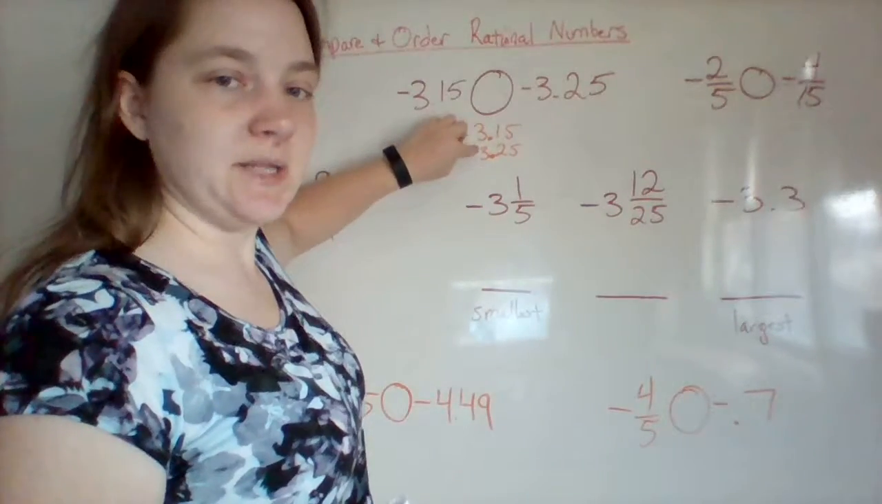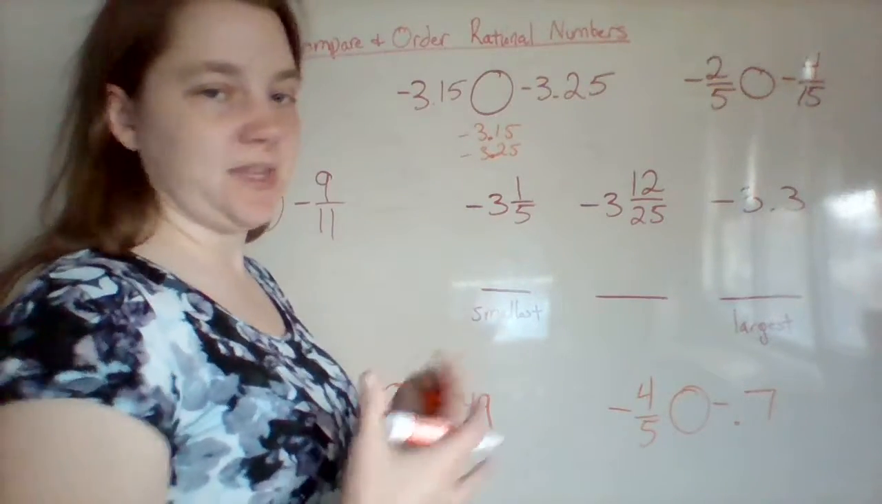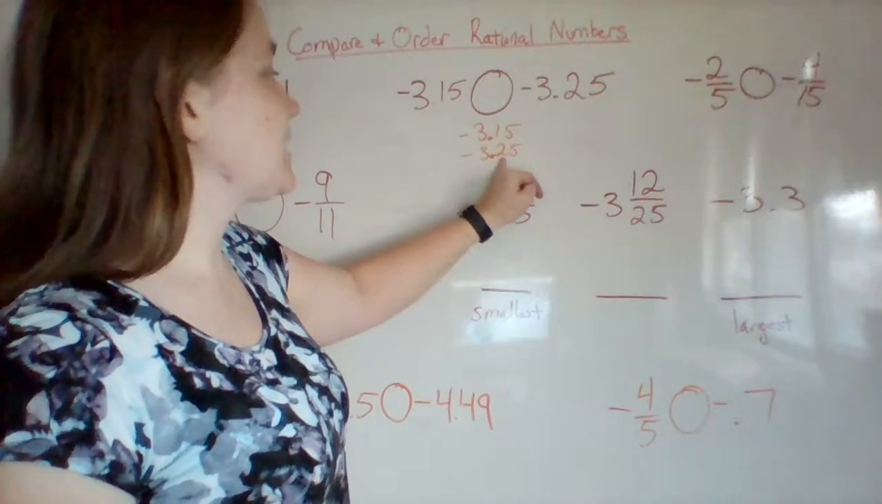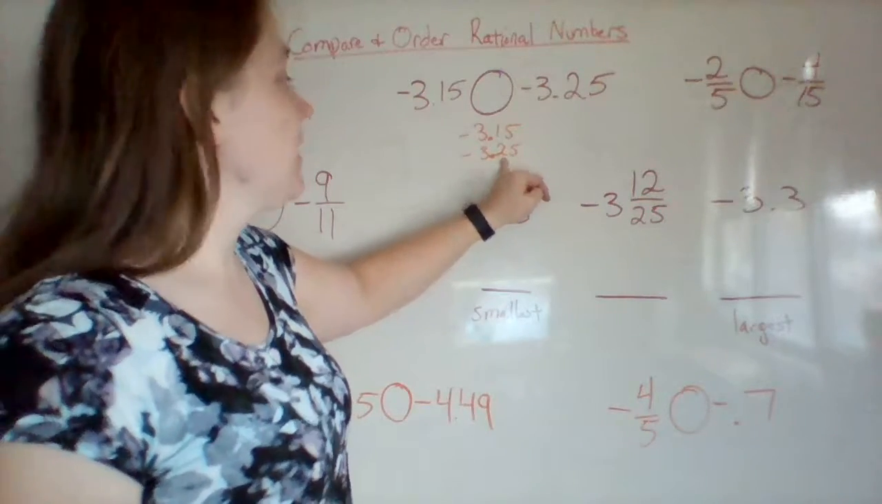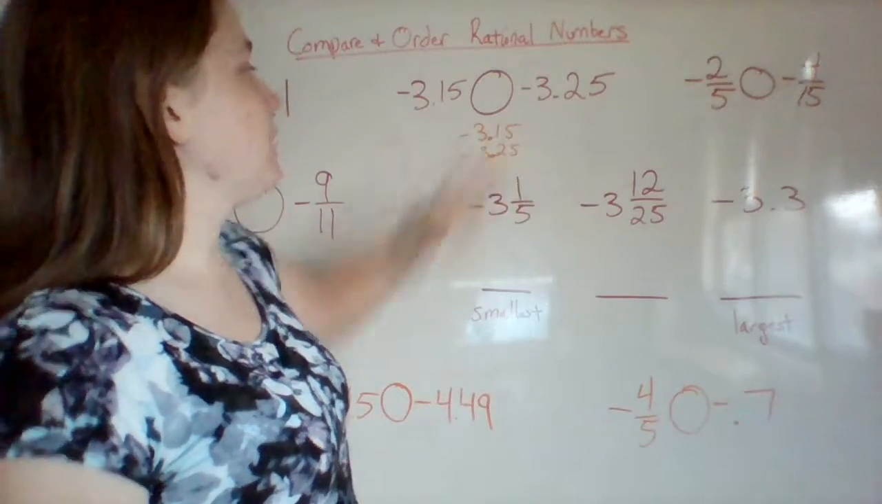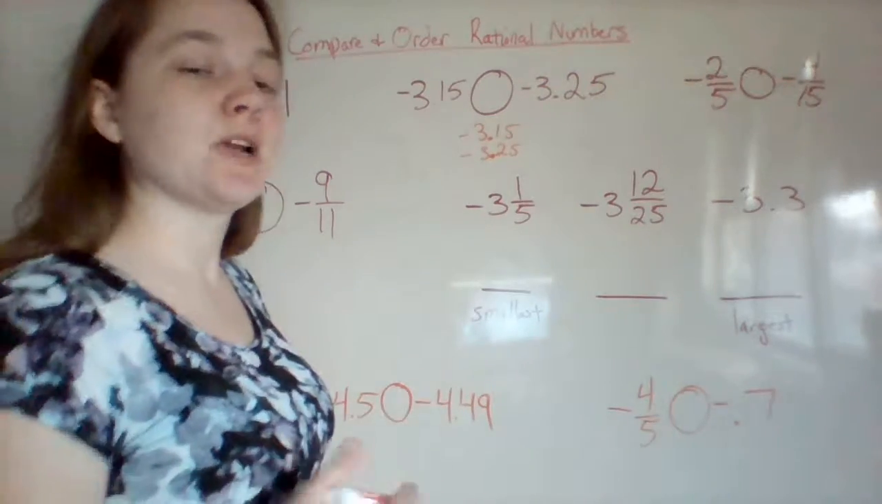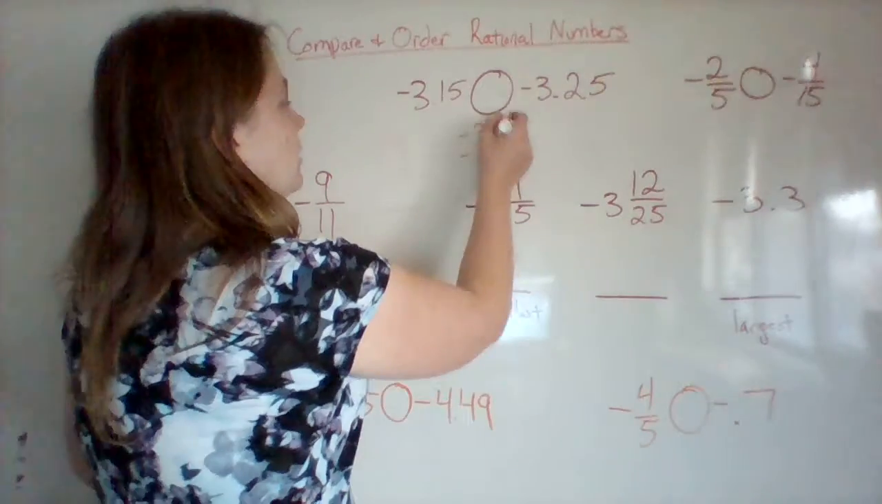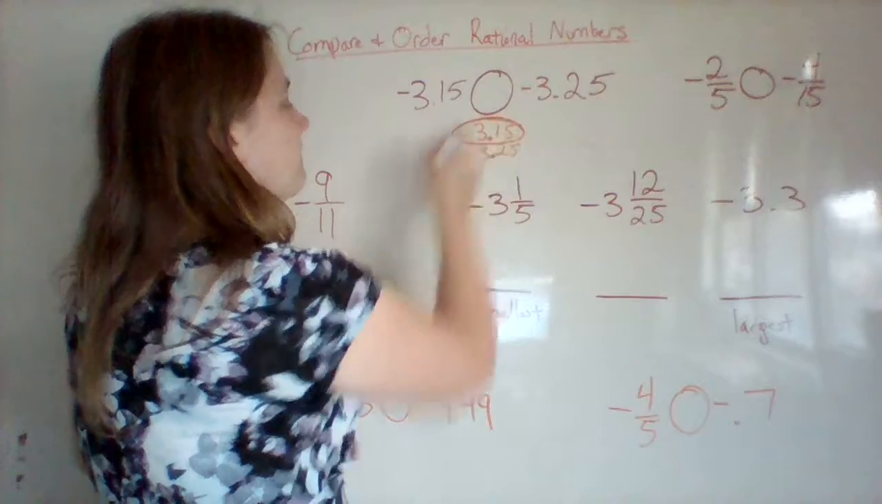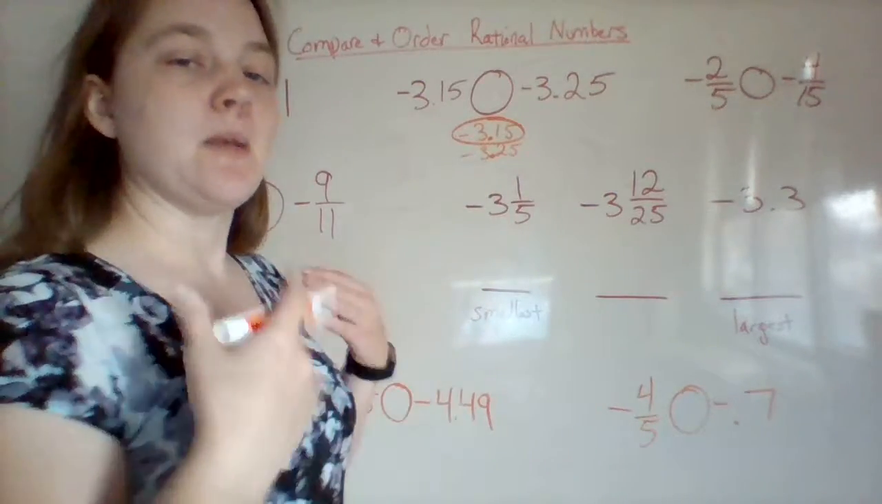The 3's are in the same place value, so I know that that's not going to help. My 10ths place, however, is different. The 2 is bigger than the 1, but because I'm working with negatives, I know that -3.15 is going to be bigger.